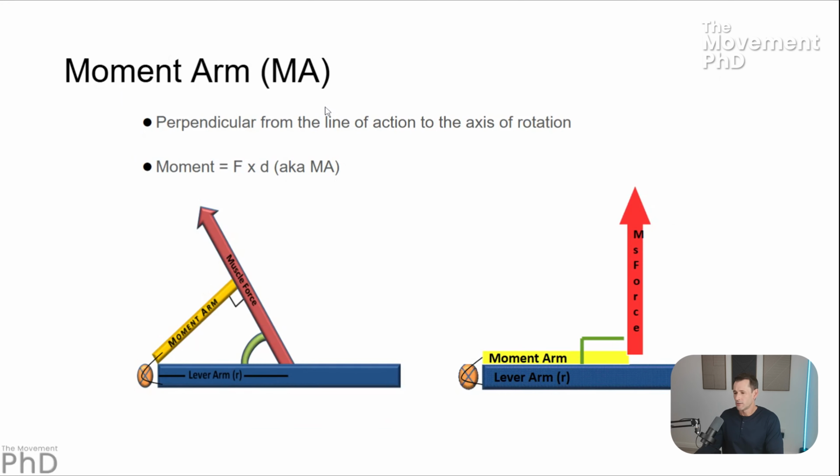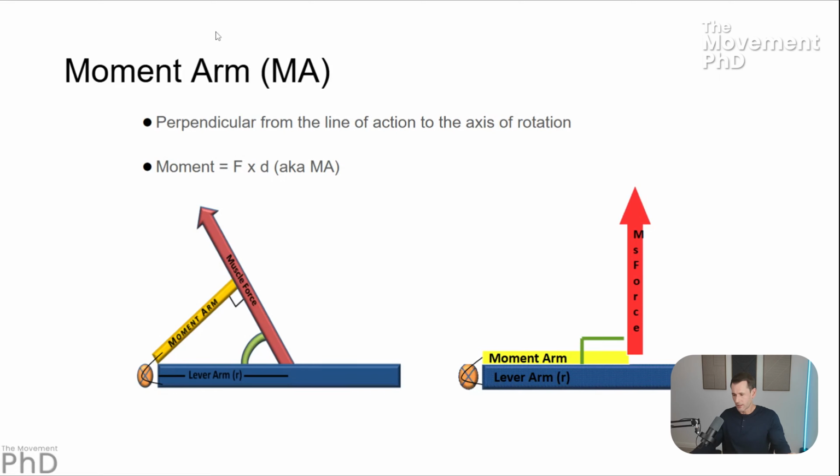I alluded to moment arms earlier. Your moment arm is the perpendicular distance from the force vector or line of pull of a muscle to the instantaneous center of rotation of the joint. So what's important here is it's the perpendicular distance between the vector and the center of rotation, not the absolute distance. It means that it changes.